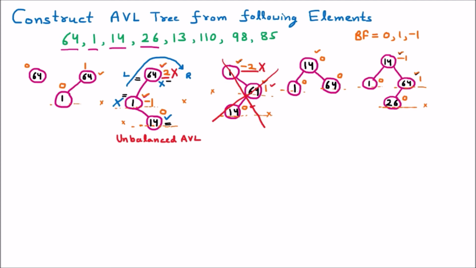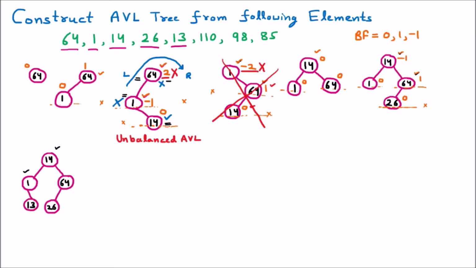So now we are constructing the next node and we are inserting the element 13. This is the existing tree and we are going to insert 13. We know that 13 is less than 14 and greater than 1. So 13 will come here on the right of 1. So 13 is placed here at the right of 1.